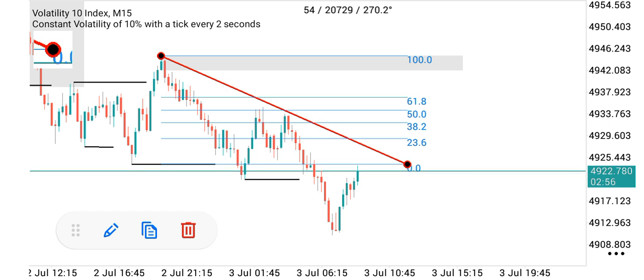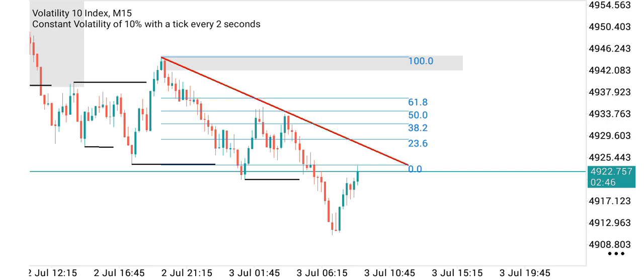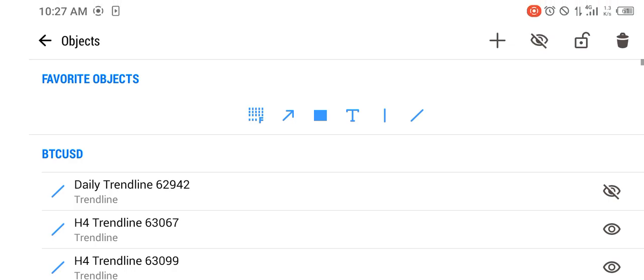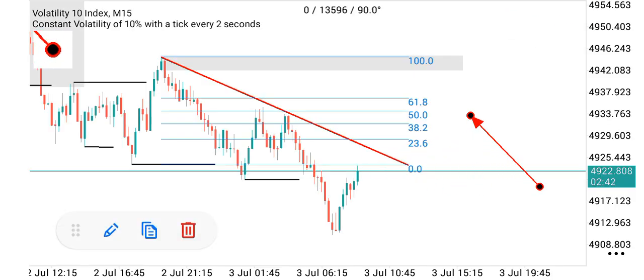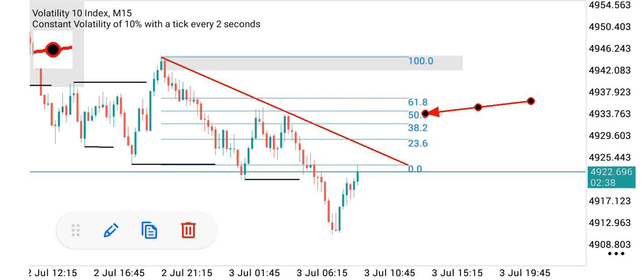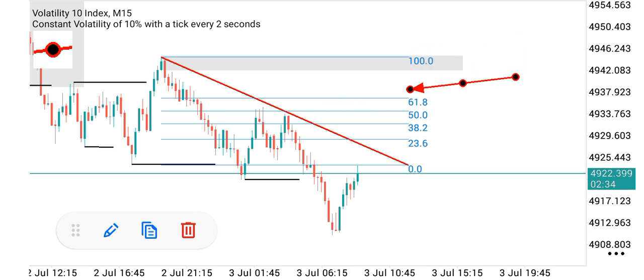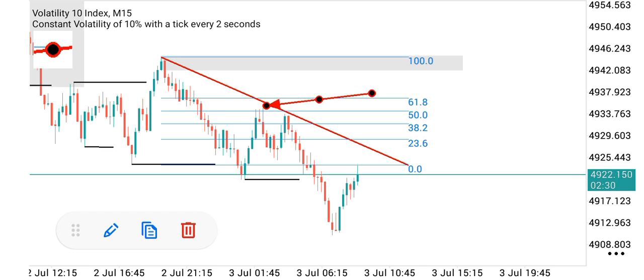Now, where do you see our inducements? Our inducement must be inside our 50%. This 50% zone, from 50 to 100, is where the inducement must be, and you can see the inducement is inside. So this shows that the market is going to react. This is an inducement zone.